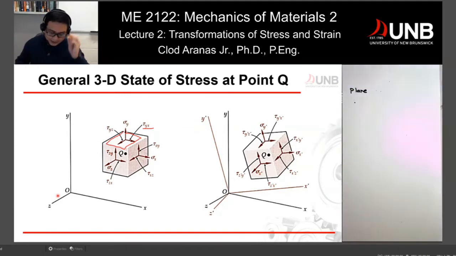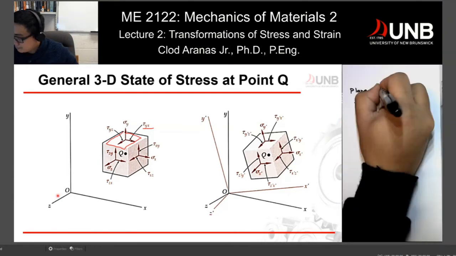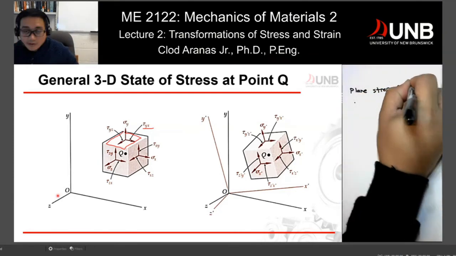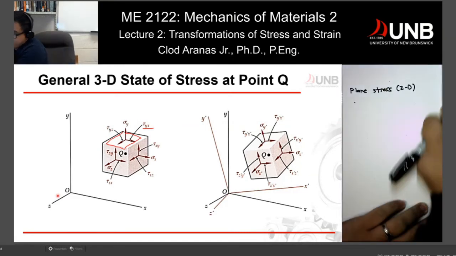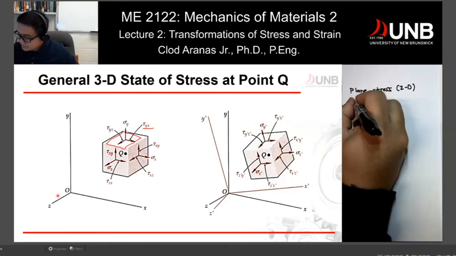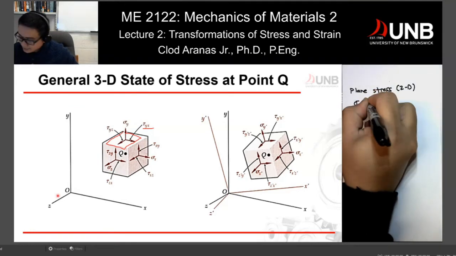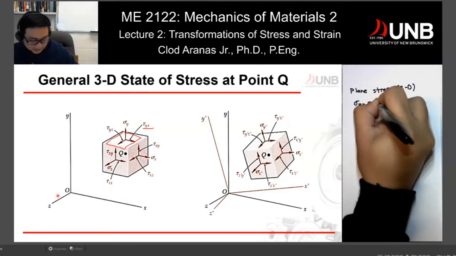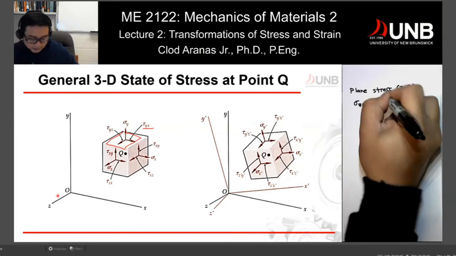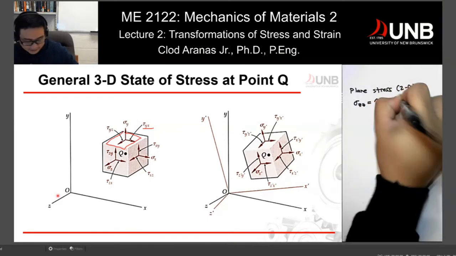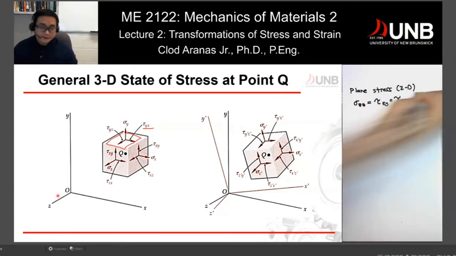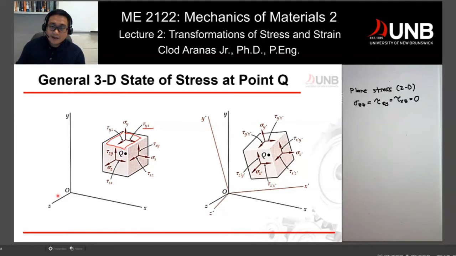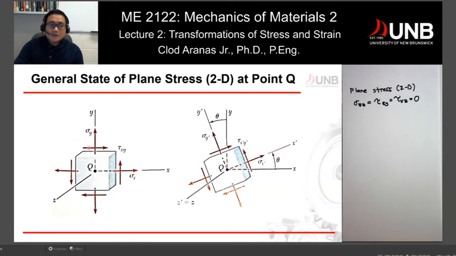So for the plane stress situation, which is our 2D, we can assume that our sigma z, or zz, is equal to tau zy is equal to tau xz, and that would be equal to 0, which means that everything is now in two-dimensional form, which is this slide right here. So now we eliminate the stresses in the other direction, and now it is much simpler, which looks something like this.